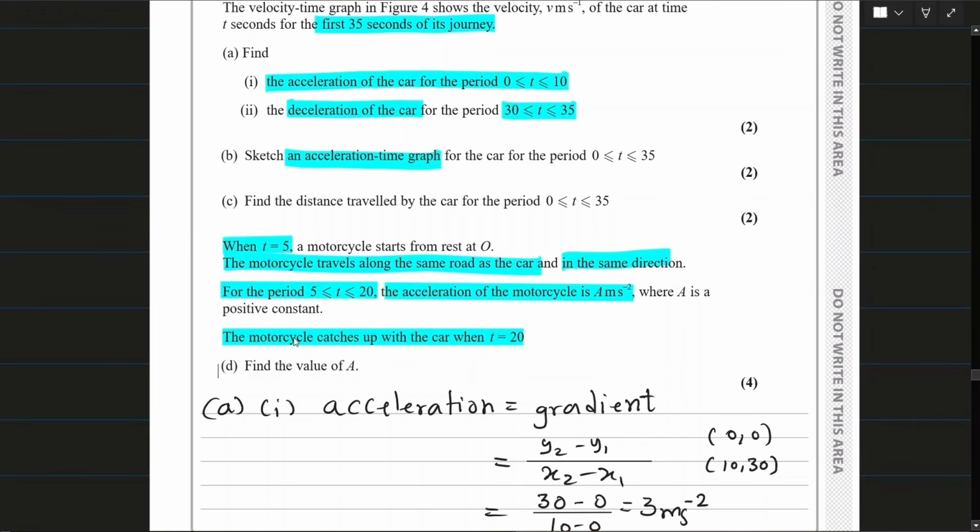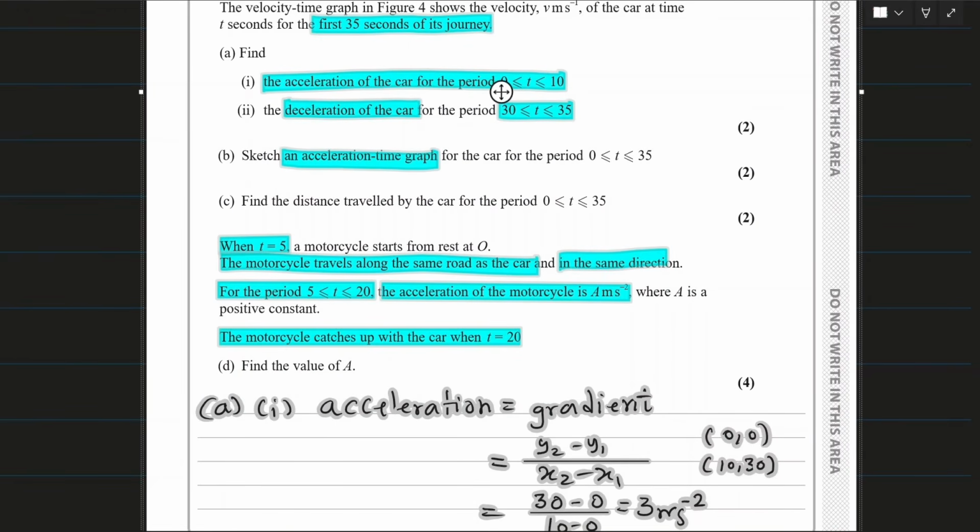This information shows us that after 20 seconds, the motorcycle is at the same place the car is. As they both started from the same point, this means that after 20 seconds, the distance traveled by the motorcycle is equal to the distance traveled by the car. We are going to use that information because in our part D, we have to calculate the value of A. And A is the acceleration of the motorcycle.